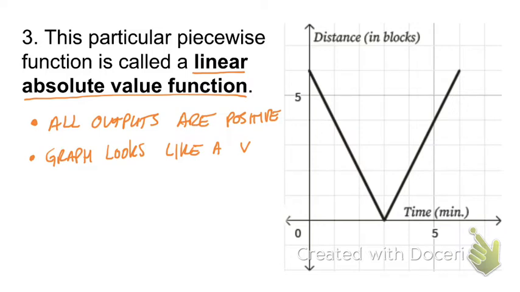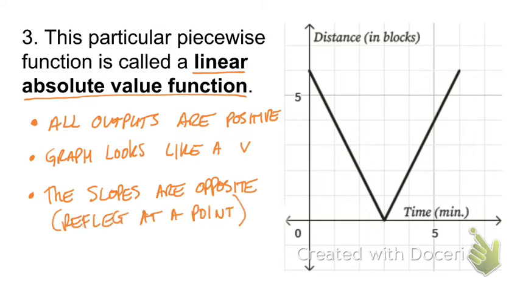Okay. Then the third thing that I'd like for you to know about here is this piece, that the slopes are going to be opposite. The slopes of these lines are going to be opposite. Another way of putting this is that it reflects at a certain point.